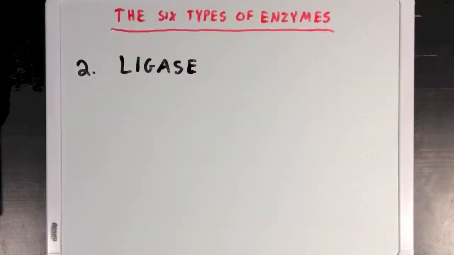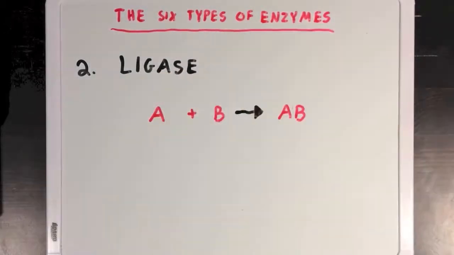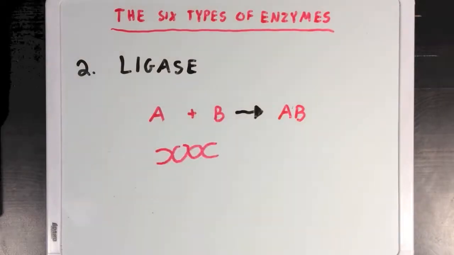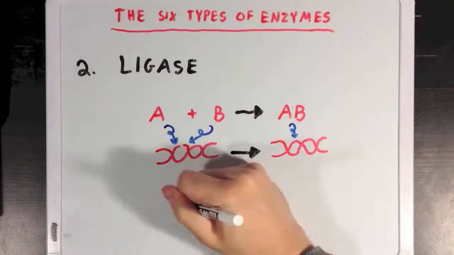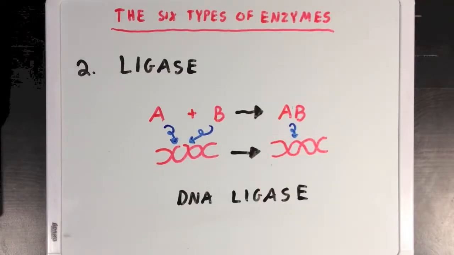Next, we have the ligase group, which catalyzes reactions between two molecules, A and B, that are combining to form a complex between the two, or AB. An example of a reaction using a ligase that you might be familiar with occurs during DNA replication, where two strands of DNA are being joined together. So in this reaction, A and B represent the two separated DNA polymers, which are being joined to form a single strand. And this reaction in particular is catalyzed by an enzyme called DNA ligase, which is named since it's a ligase that works on DNA strands.